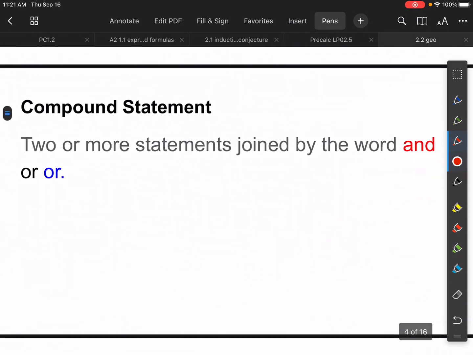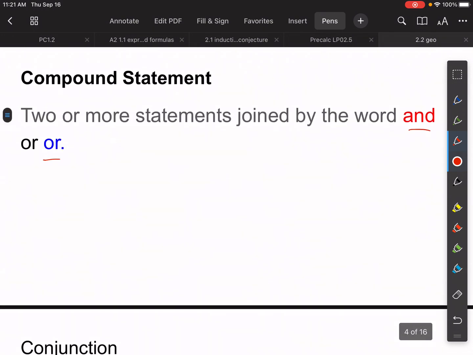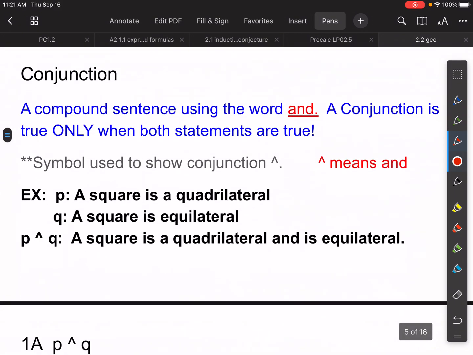And then we need to go over this idea of a compound statement. That's when two or more statements are joined by the word and or or. This is a little bit of English we're getting into here. If we said something like, the sky is blue and the ocean is pink, then that whole statement would be false, right? Because one part of it is false. But if we said the sky is blue or the ocean is pink, we could say that statement is true because at least one part is true. We'll get into some more of that in just a second.